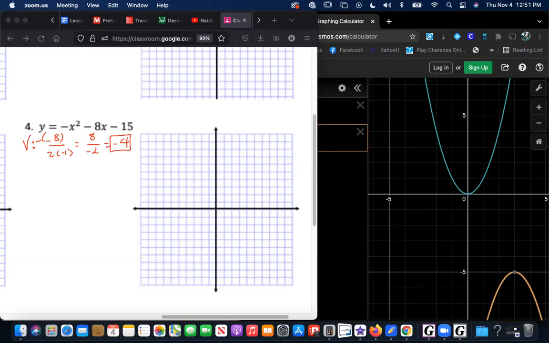All right, well, never mind. Hold on. Let's plug this in. Let's find our y value real quick. Negative 4 squared minus 8 times negative 4 minus 15. Everybody follow me so far? We're just trying to find the vertex. The vertex is going to be negative 16 plus 32 minus 15, right? Which is positive 1. So our vertex point is negative 4, 1. Everybody cool with that?